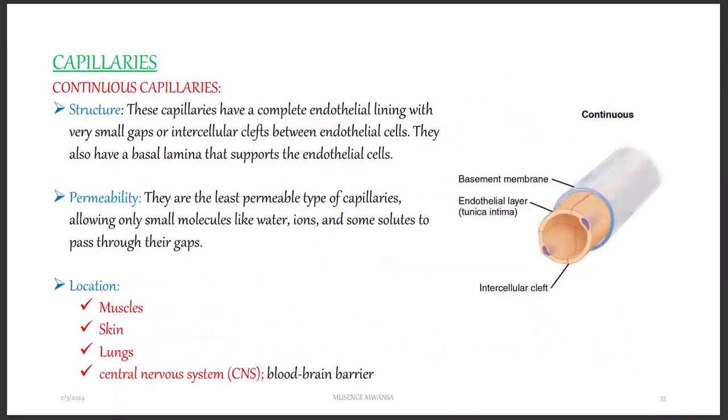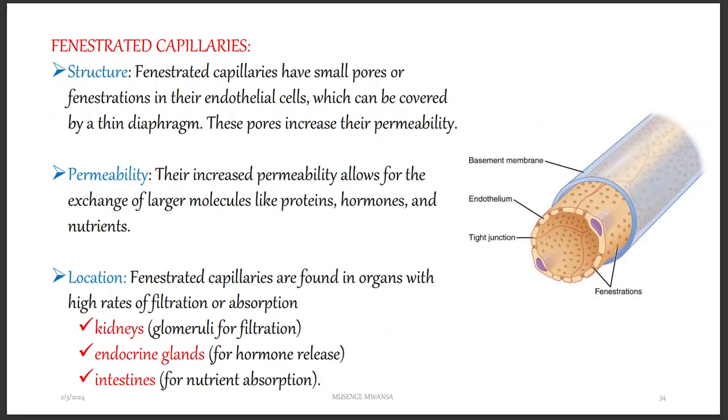For the capillaries, we have different types. Continuous capillaries do not break. They do not have any openings in them, meaning that when blood is moving through the continuous capillaries, it cannot go out. It includes those found in the muscles, in the skin, in the lungs, and also in the central nervous system, forming the blood-brain barrier.